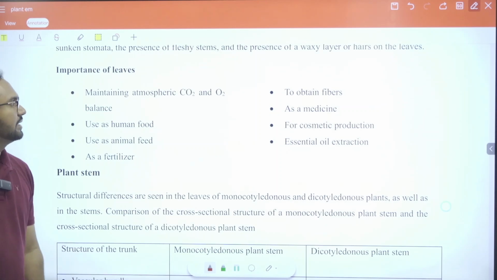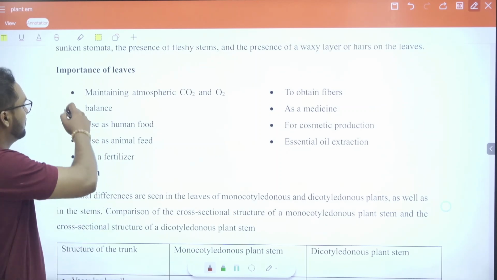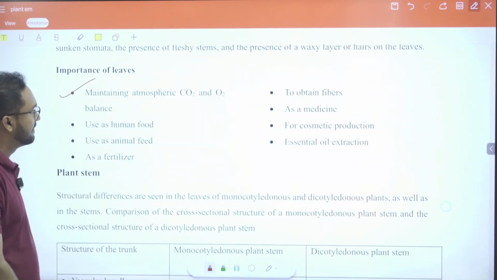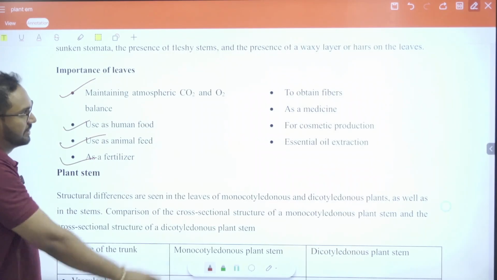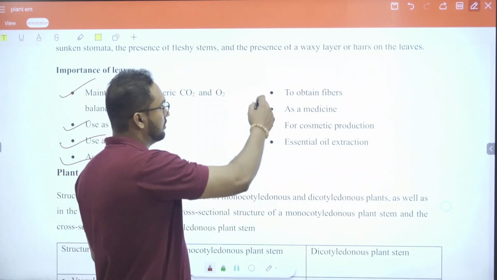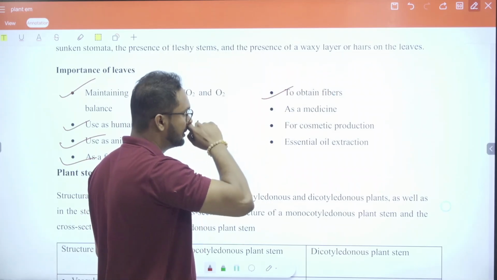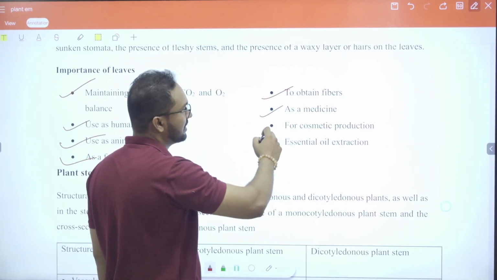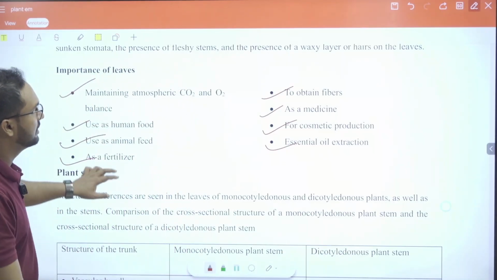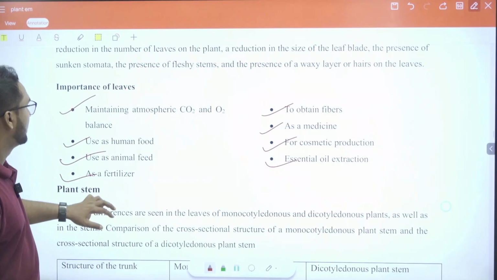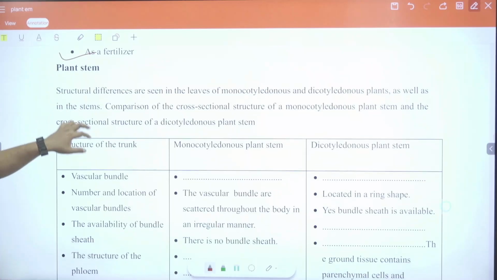Importance of leaves: maintaining atmospheric carbon dioxide and oxygen balance, use as human food, use as animal food, as a fertilizer, to obtain fibers, even for clothes, as a medicine, for cosmetic production, yes, essential oil extractions, right? For all these, these plant leaves are used, right? And next is the plant stem.